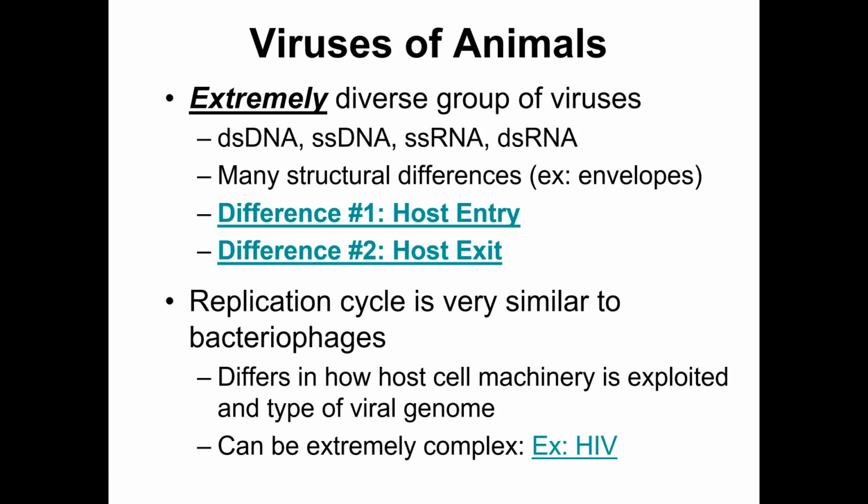Here's the problem with animal viruses. They're ridiculously diverse. There are examples from all 7 groups, from double-stranded DNA to single-stranded RNA retroviruses. So, if you want to get into detail with those, you would probably have to take a virology class to really understand them. But I can introduce you to some of the differences that animal viruses have as opposed to bacteriophages.